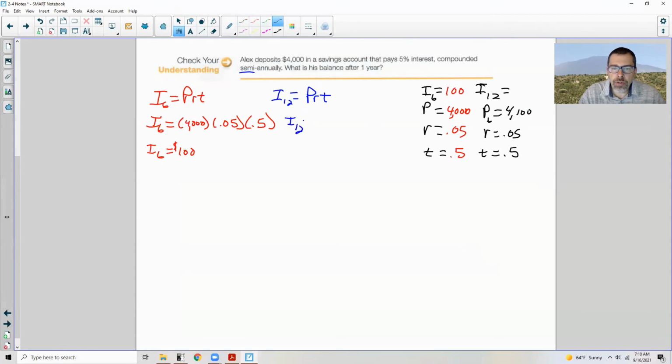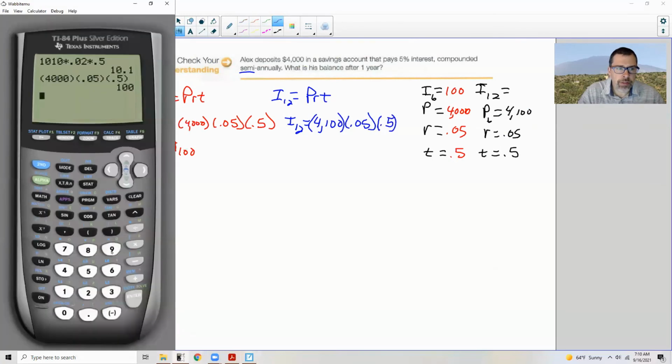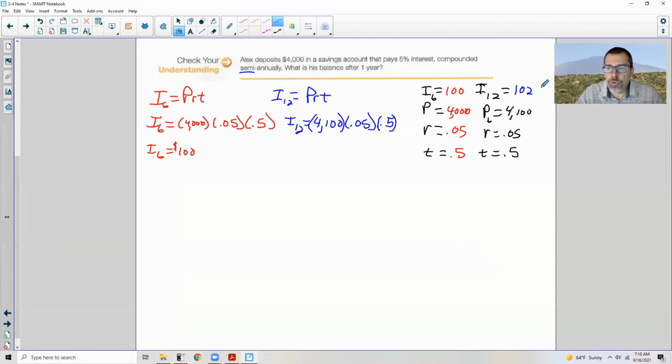So I sub 12 is going to equal our new principal of $4,100 times 0.05 times 0.5. So let's see, calculator, 4,100, 0.05 for the interest rate and 0.5 for the second half of the year, and we get $102.50. So what we're going to do is we're going to take our 4,100 from the second part of the year. That was our interest.